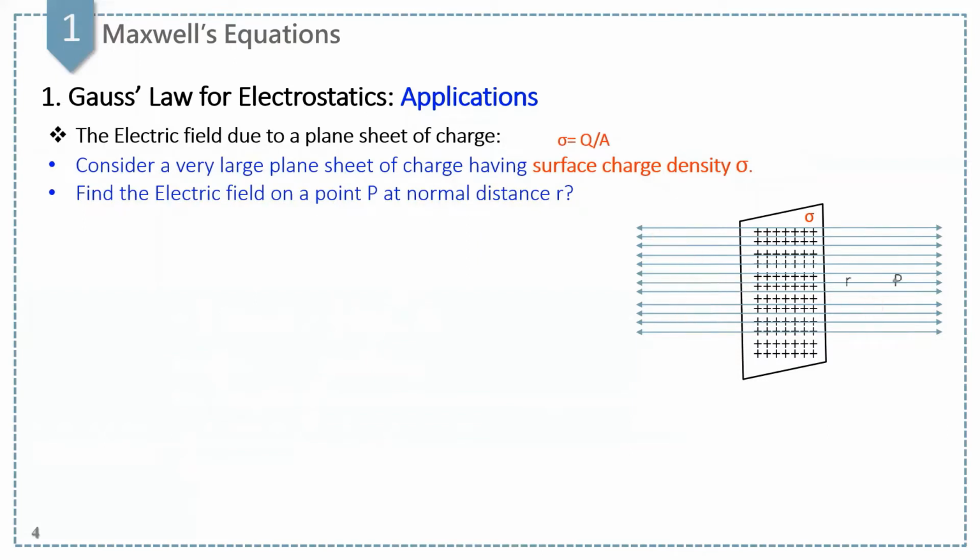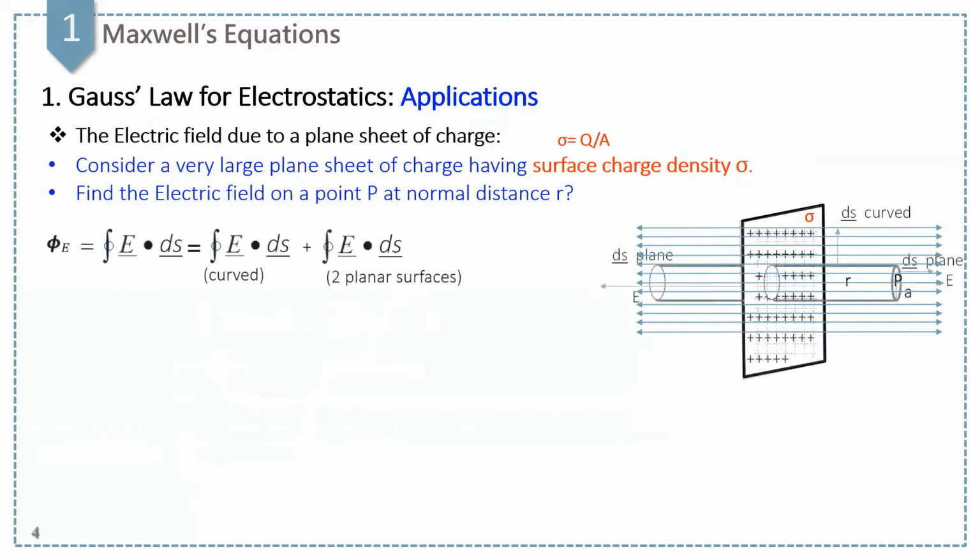Suppose there is a point P at a normal distance r from the plane sheet where we wish to find the electric field. We consider a Gaussian cylindrical surface here, which has axis normal to the sheet of charge, and the point P lies at its plane surface having radius a. Please note that the electric field is normal to the plane surface and parallel to the curved surface.